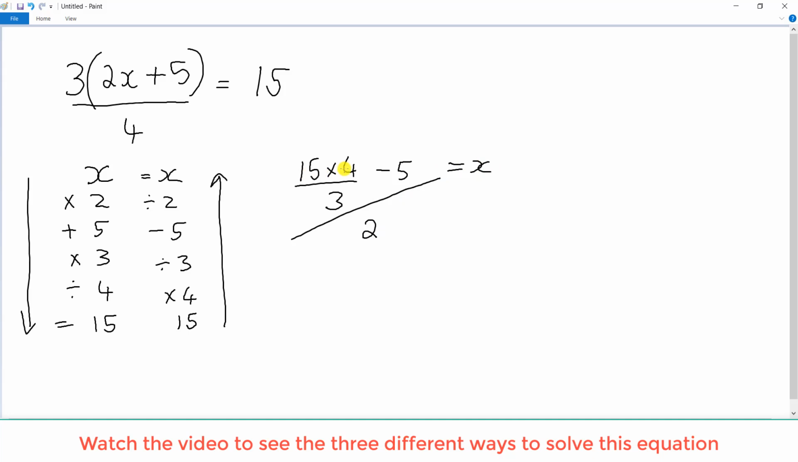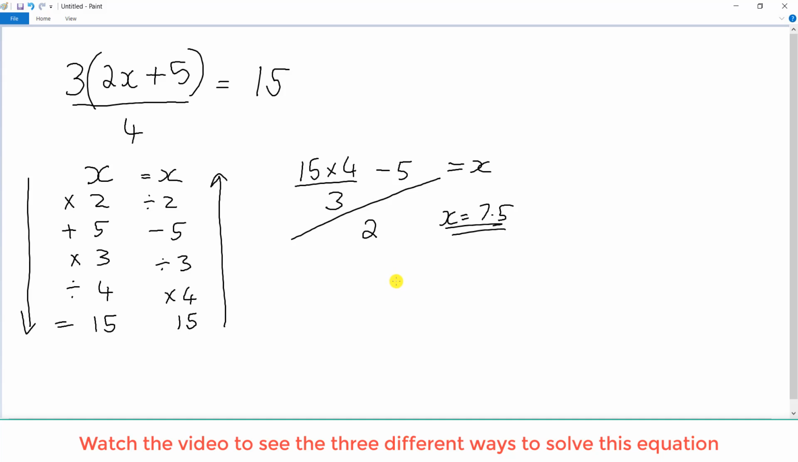So 15 times 4 is 60. 60 divided by 3 is 20. 20 take 5 is 15. And 15 divided by 2 is 7.5.